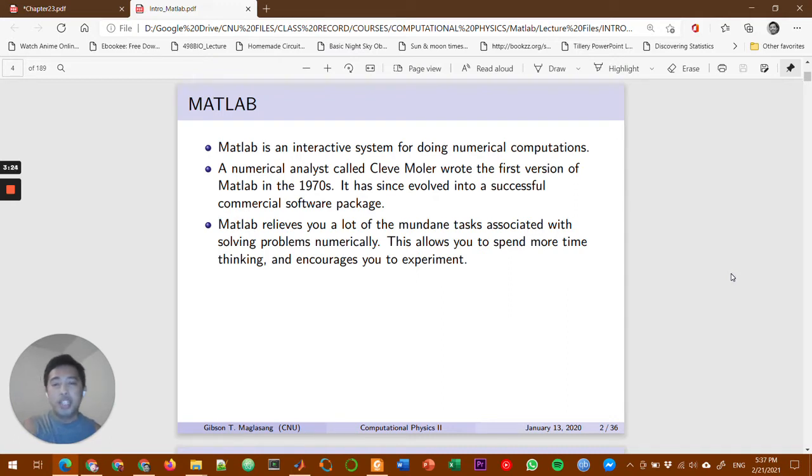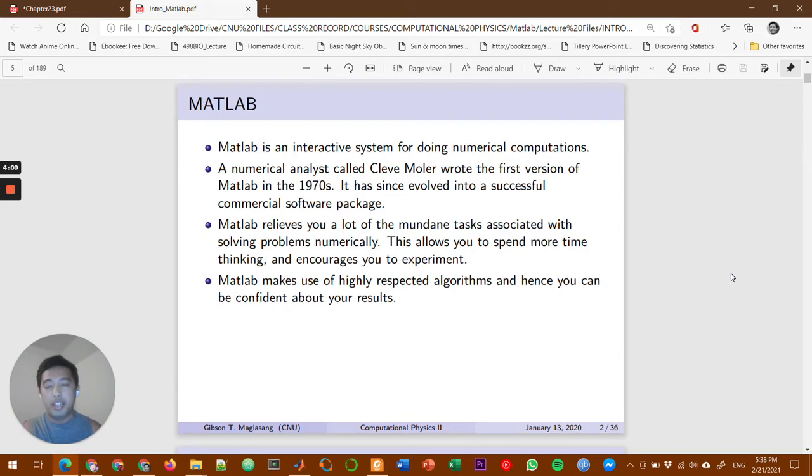And MATLAB relieves you of a lot of mundane tasks associated with solving problems numerically, because MATLAB contains a lot of built-in functions and libraries that you can use, let's say for doing integrations, doing derivatives, and so on. There are many built-in functions and libraries ready to use in MATLAB, instead of you having to program from scratch. Because of that, it allows you to spend more time thinking about the problem itself and encourages you to experiment and explore. MATLAB makes use of highly respected algorithms, and hence you can be confident about your results.